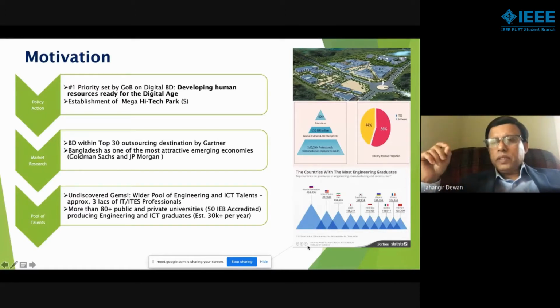See, Forbes magazine talks about the most engineering graduates created by some of the countries. Russia is number 1, and then the United States after that. Russia produces about 500,000 people per year, and the United States produces about 250,000. And Iran, interestingly, is also advanced, which I never realized.